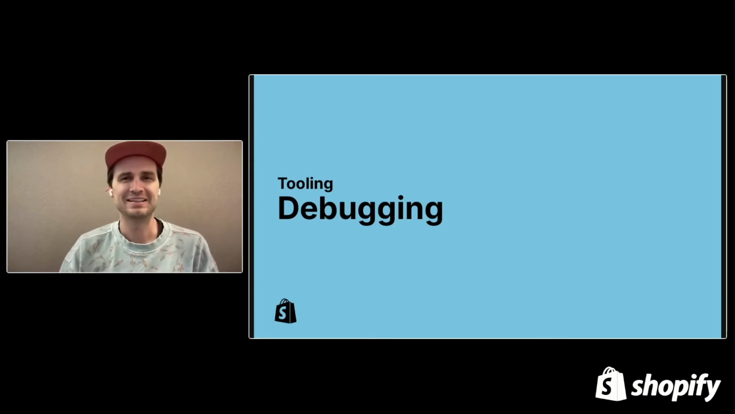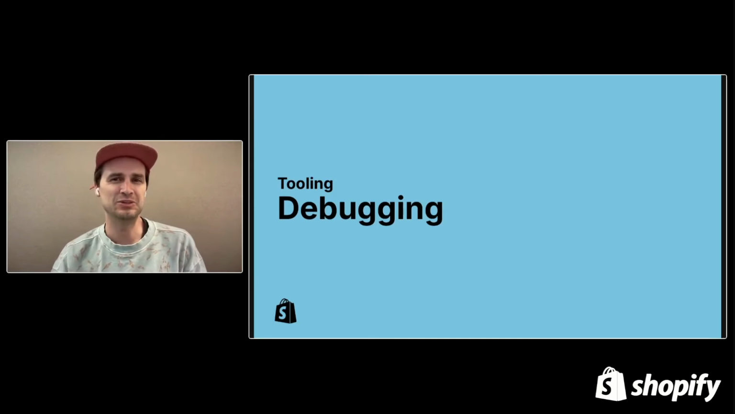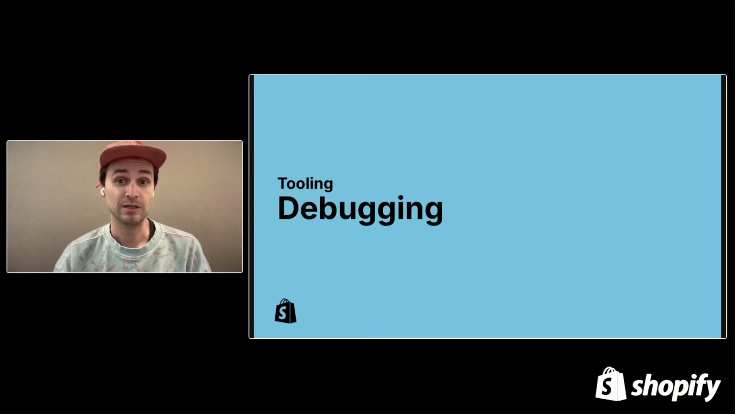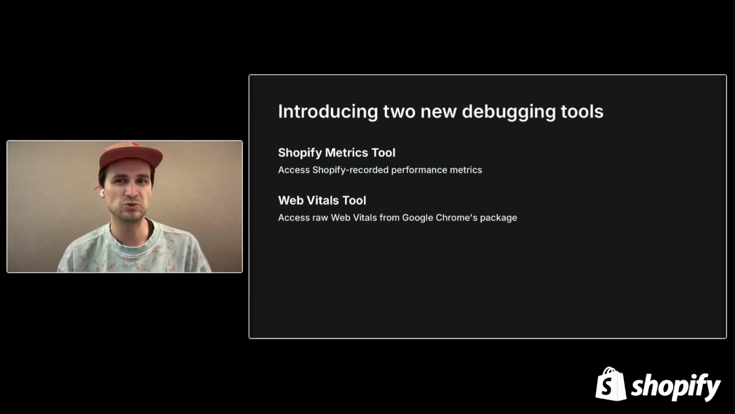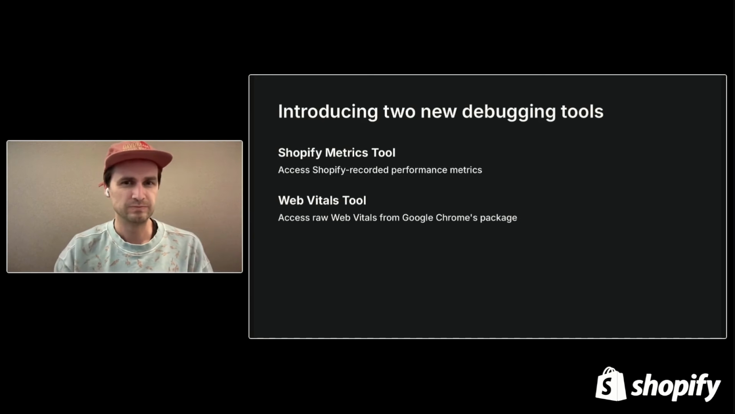All right, next, let's look at the new debugging tools we've introduced to make finding performance opportunities even easier. Shopify now provides two new tools for debugging app performance. One focuses on providing the metrics Shopify utilizes in BFS, and the other provides access to raw Web Vitals that are generated by Google Chrome's web-vitals package. Working together, these tools will help you find opportunities to improve your app's performance.